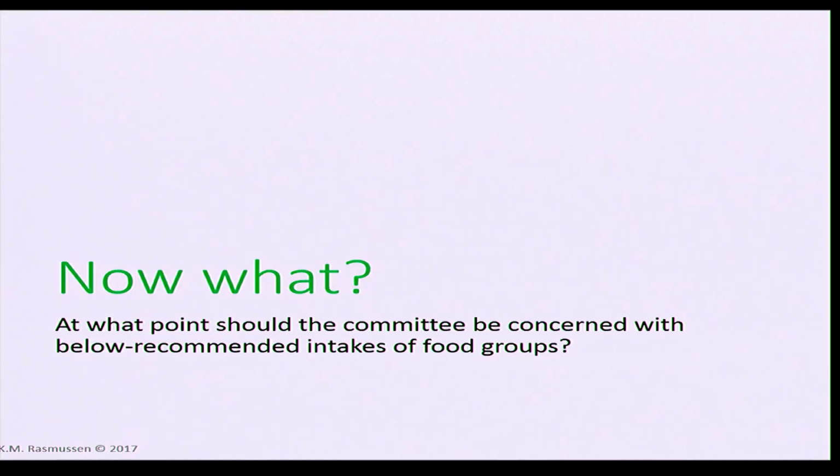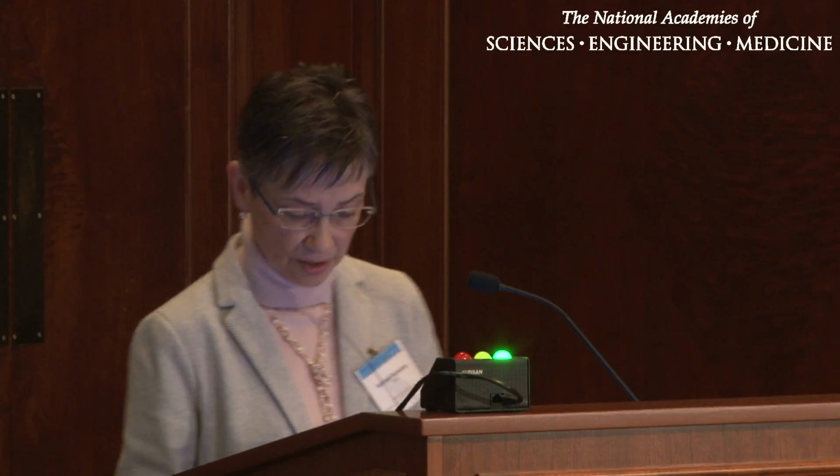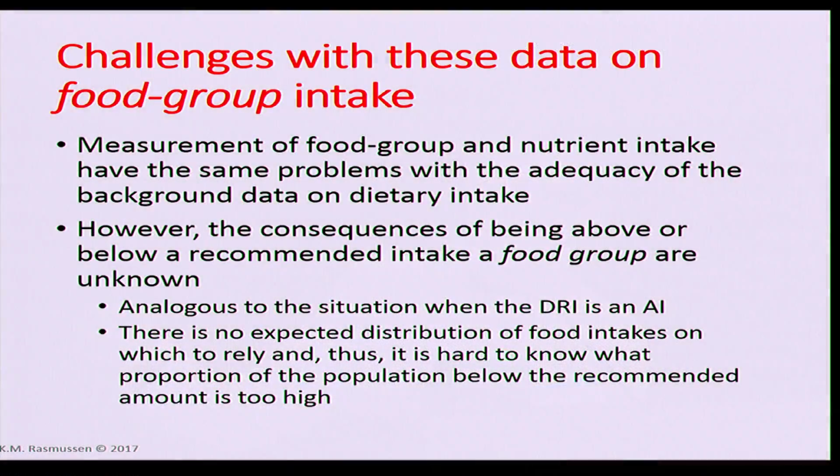So now what do you do? At what point should the committee, that is the committee charged with revising the WIC food packages, be concerned with below recommended intakes of food groups? We know if you have a below requirement amount of a nutrient, we should be concerned because you could become undernourished, but that's not necessarily the same inference for the dietary guidelines. So when we look at these challenges, we recognize that whether you're measuring food groups or nutrients, you are dependent on the quality of the underlying dietary data, and I said that was off the table for today's discussion.